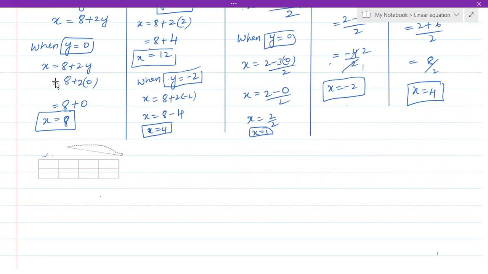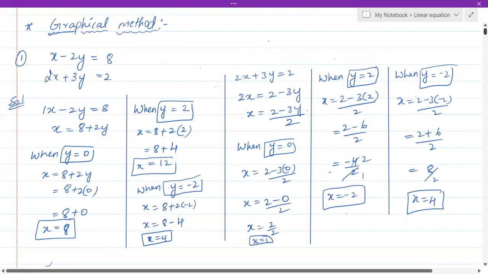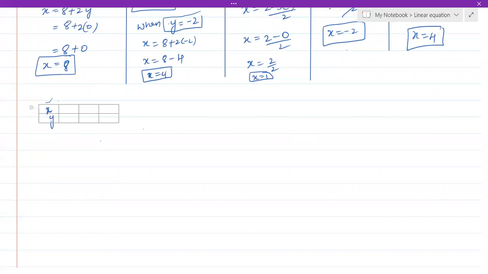Okay. Let me enlarge a bit. So, x value and corresponding y value. In the first equation, if you observe, what are the x value and y value that we have got? When y was 0, x was 8. And when y was -2, x was 4. And when y was 2, x was 12. This is what we've got.